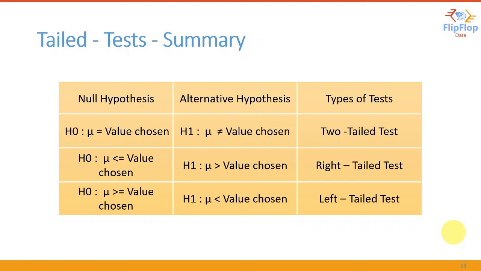Second, when H0 is set as mu is less than or equal to value chosen, then H1, which is the contradicting statement of H0, becomes mu is greater than value chosen. In that case, it becomes a right-tailed test. Then third, when H0 is set as mu is greater than or equal to value chosen, then H1 becomes mu is less than value chosen. So this gives us left-tailed test.